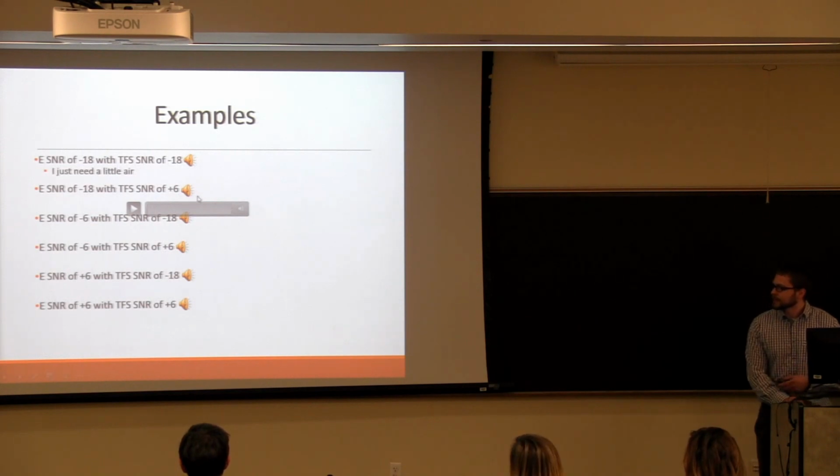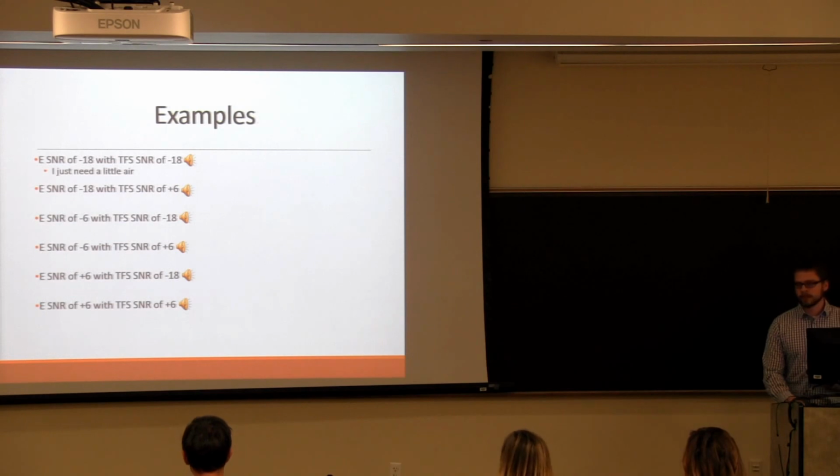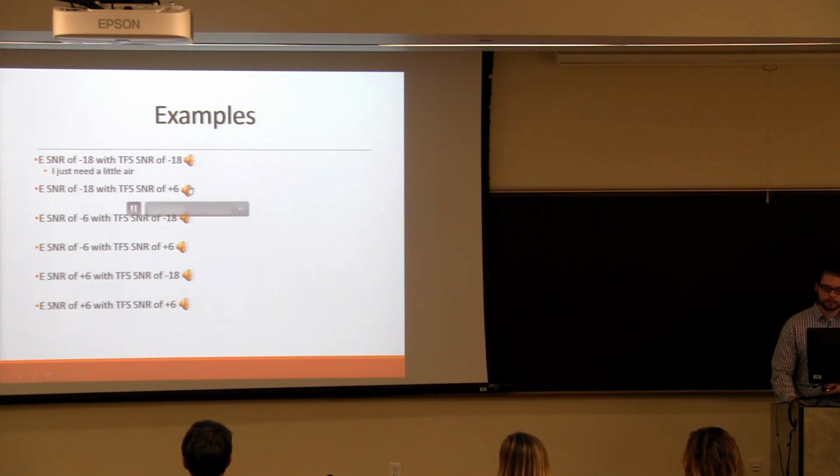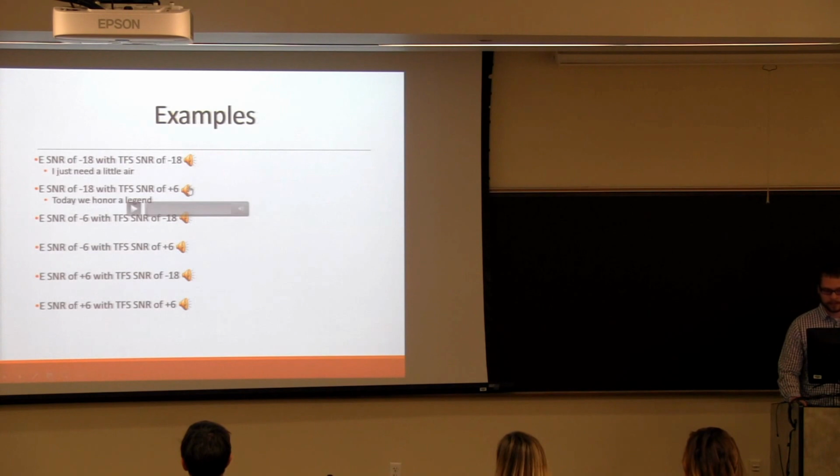So for this next example, we have an envelope signal-to-noise ratio of -18 and the temporal fine structure of +6. So the worst condition for our envelope and the best condition for our temporal fine structure. It's still pretty hard. You might be able to detect some minor fluctuations in speech, but it's still very difficult to pull out any meaning from the sentence. To most people, it just sounds like static. But that actually says, "Today we honor a legend." Maybe you might be able to think of it.